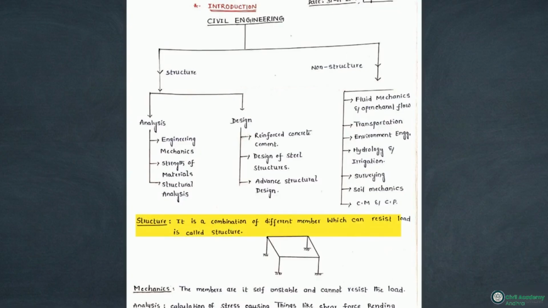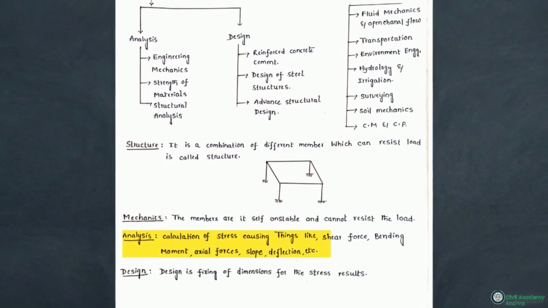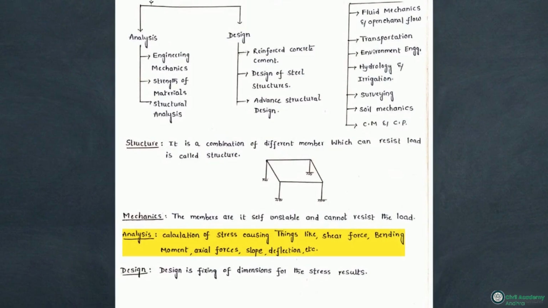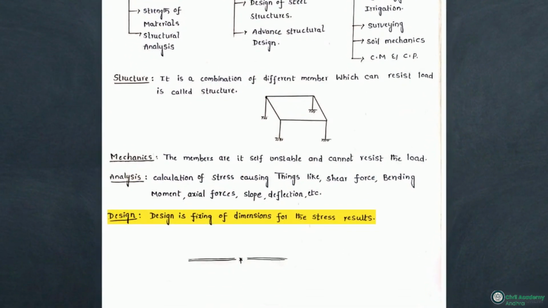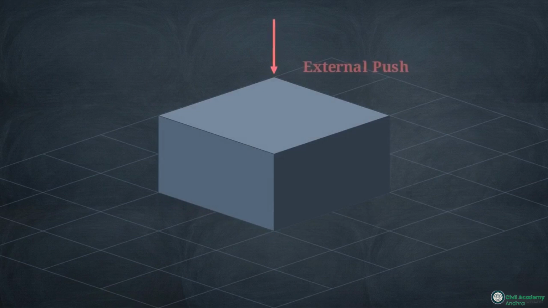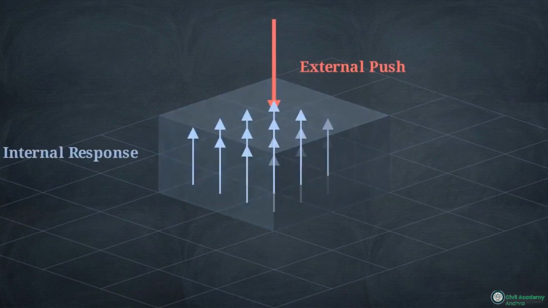This flowchart outlines structural engineering's core objective, combining members to resist external loads. It branches into two disciplines. Analysis calculates internal forces like shear and bending moments. Design uses those results to fix the physical dimensions required to withstand them. Accurately analyzing a structure requires isolating the external push from the internal response.